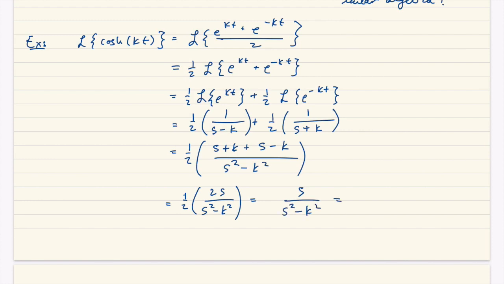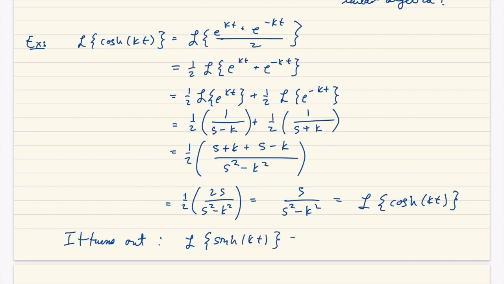And there's another transform that we know. So this is hyperbolic cosine of kt. Okay, I'm not going to walk through this whole process again, but it turns out that if you take the Laplace transform of sinh of kt, any guesses what you would end up with? You're probably right. You would end up with k over s squared minus k squared.